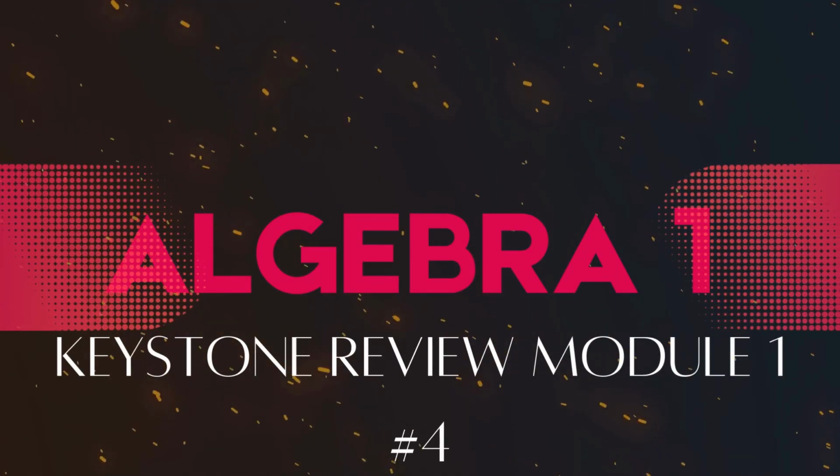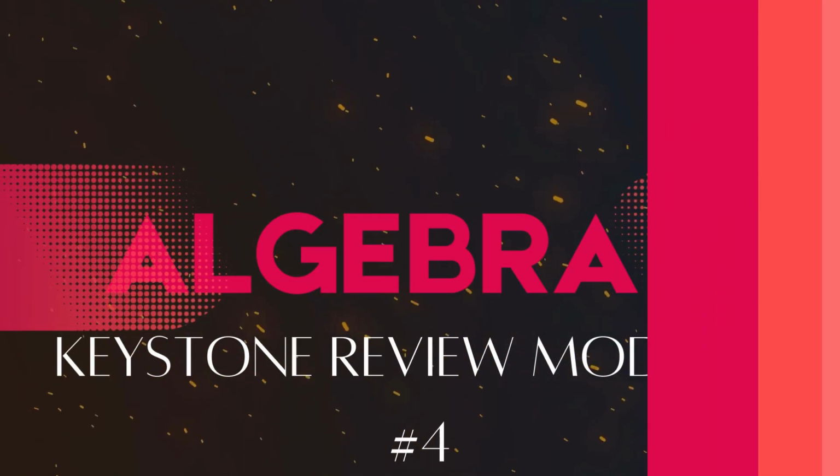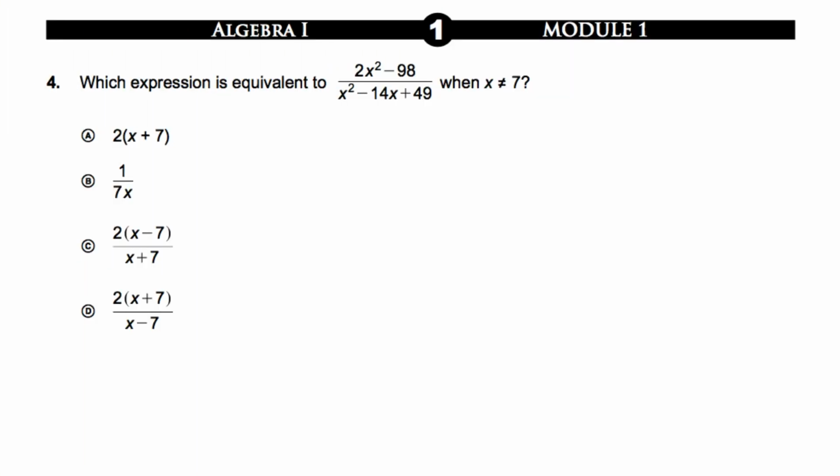So continuing on with question 4, we still have factoring, but now we're dealing with a rational expression, so a fraction, something in the numerator that needs to be factored and something in the denominator. And hopefully there will be a common factor, which is what we're searching for, that we can simplify this expression a little bit further.